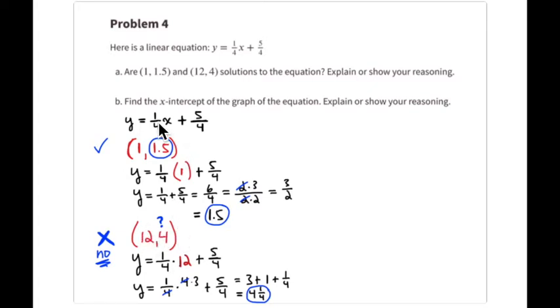And you can see from the equation that if you take 1/4 of x, whatever x is, then you have to go back and add 5/4 to that. So 1/4 of 12 is 3. And then I'm going to add 5/4 to that. So the answer is going to be 4 1/4. So that's what we get right here.